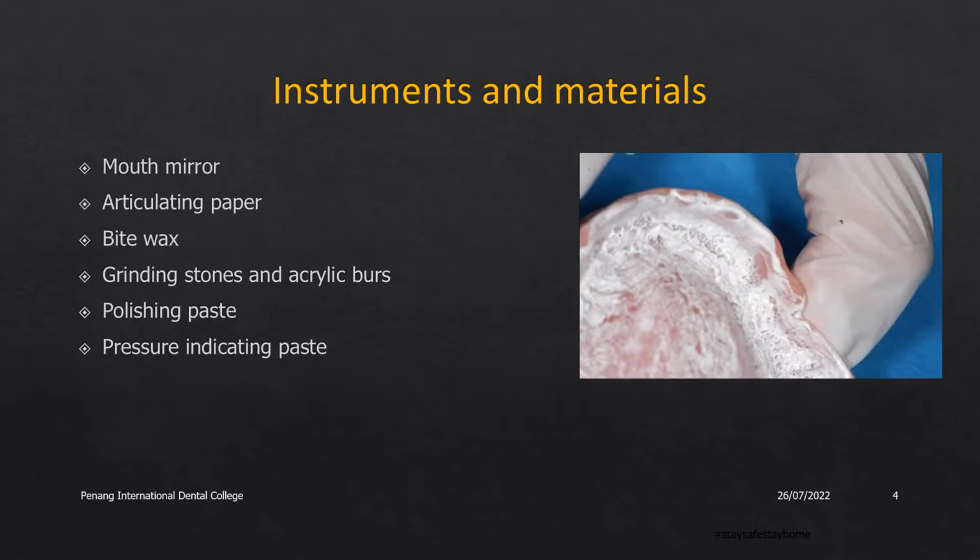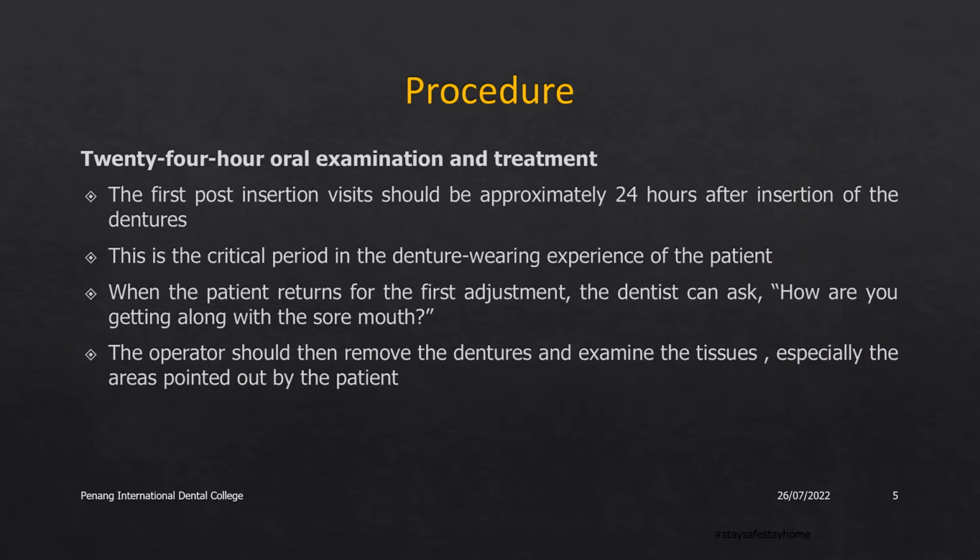For post denture insertion, you need regular basic examination instruments. You need articulating paper, denture disclosing paste, that is, pressure indicating paste. And if you don't have articulating paper, you may also use bite wax.